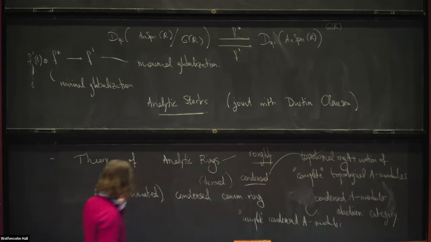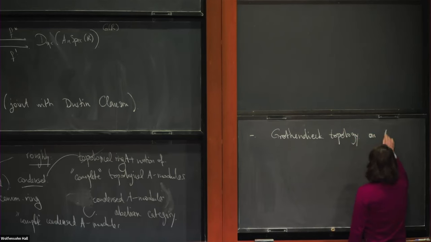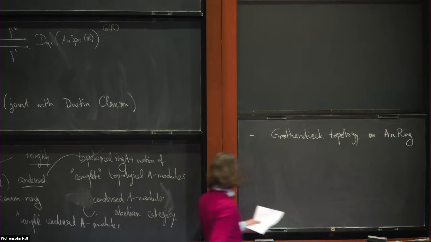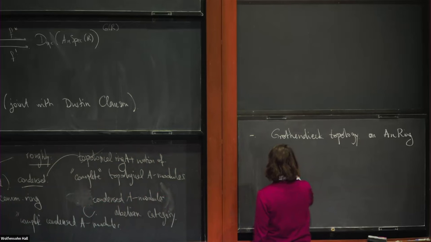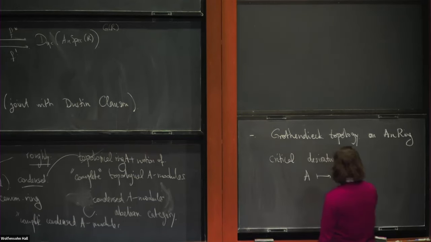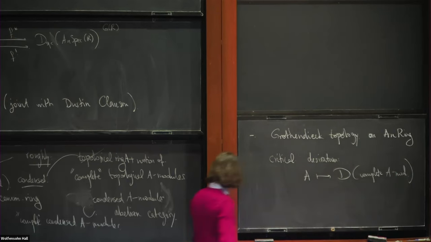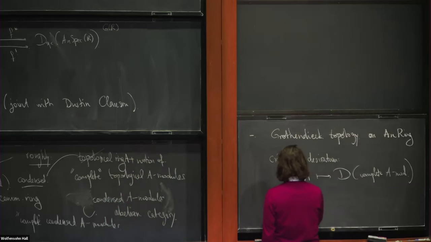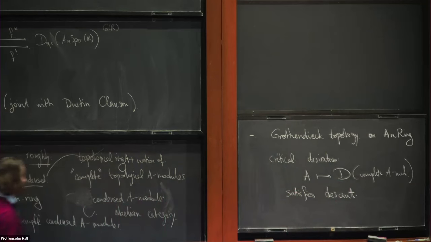Then on this category of analytic rings, we define a certain Grothendieck topology, on this category of analytic rings, or its opposite, however you want to say it, where the critical desideratum is that sending any analytic ring A to the derived category of complete A-modules, suitably interpreted, satisfies descent. Which, of course, only makes sense if you actually pass to derived infinity categories. Okay, but Jacob Lurie has established all the foundations one needs.